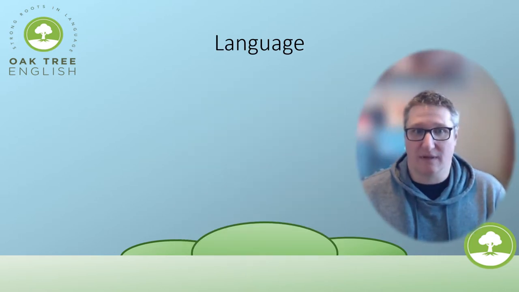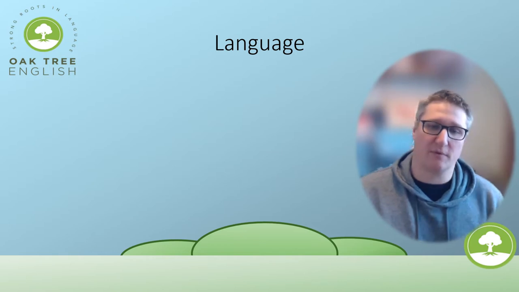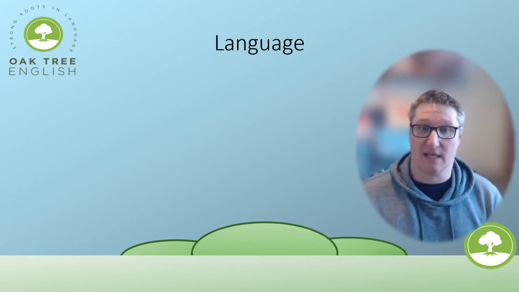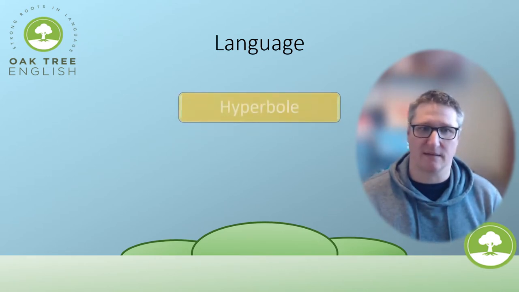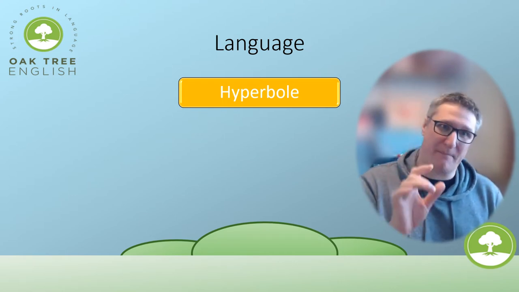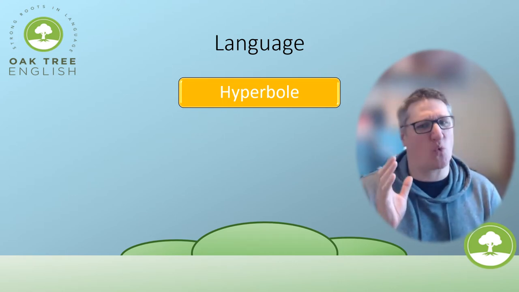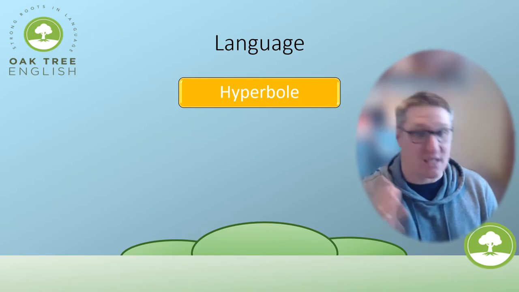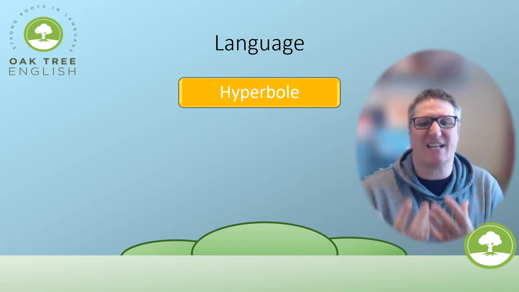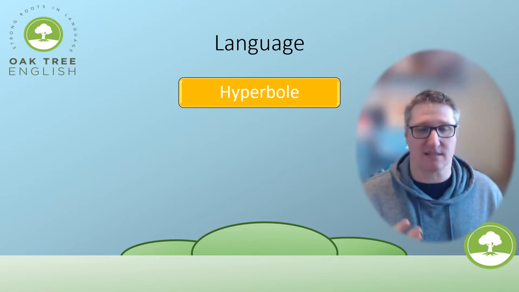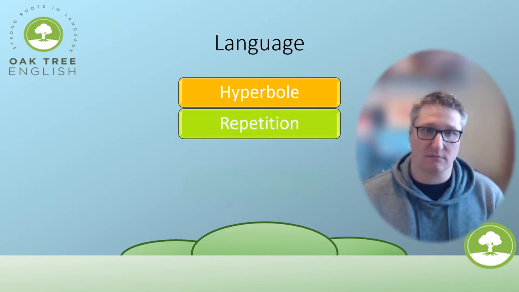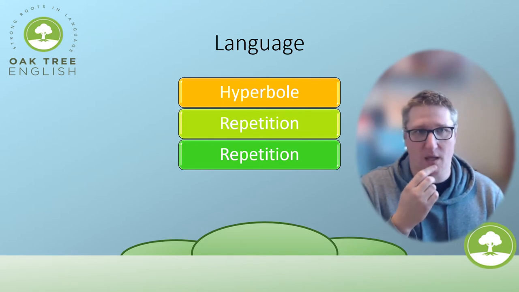So, language. How do people use language in order to create a certain impression in your mind? Well, let's think about that. They use things like hyperbole. Now, this here is the best example in the history of the world. No, it isn't. Hyperbole is where you overinflate something, you exaggerate something to such an extent that it's ridiculous, and that is hyperbole. Then there's repetition, and also repetition. See what I did there?